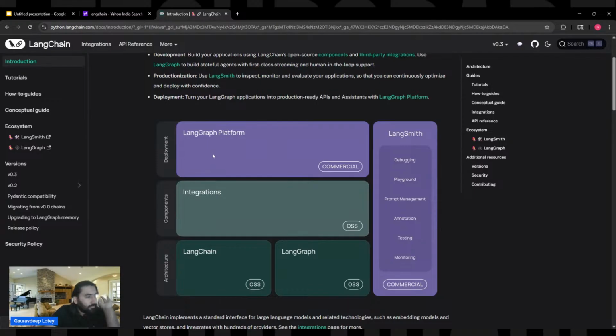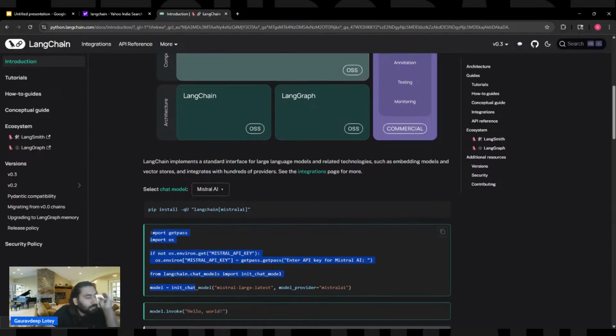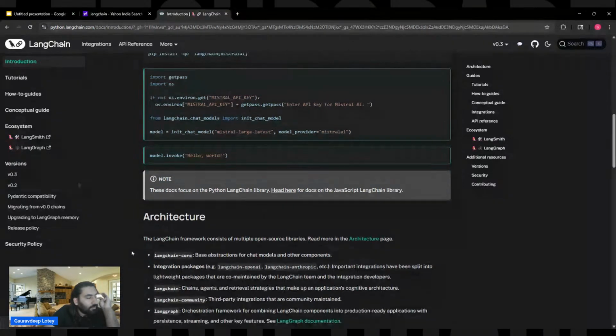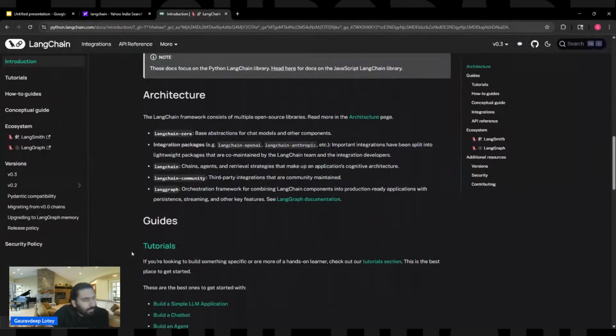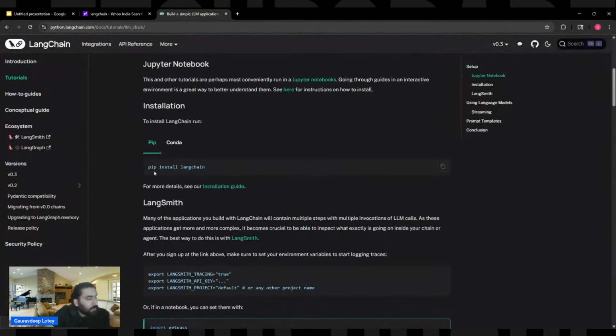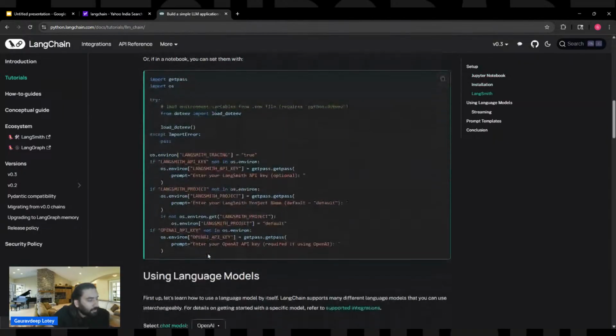So maybe as a developer, if you're interested, you can select any model: Anthropic, Azure, Gemini, AWS, Grok, Mistral, or anything like that. And you will get some ready code over here, the Mistral API key and everything, and how to use the model. Of course, I'll walk you through some tutorials, build a simple LLM application, build a simple chatbot. You can simply follow these tutorials from the Langchain documentation.